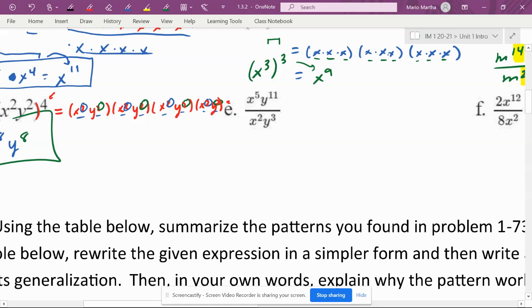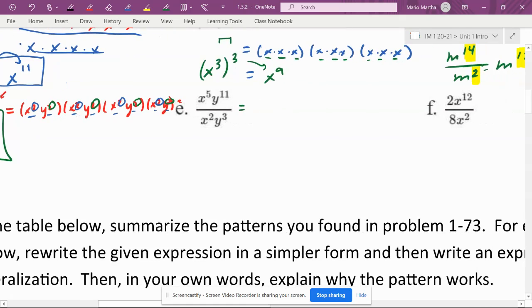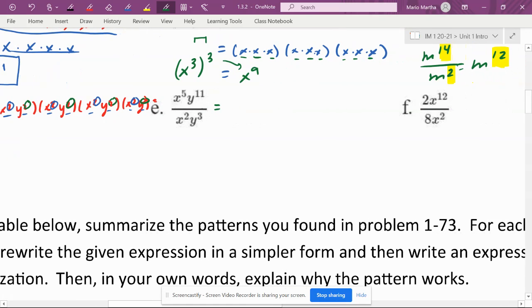Okay. Now on the next one again, hopefully you already picked up on a couple patterns. You have x to the 5th times y to the 11th over x squared times y to the 3rd. So here, pretty much, you're going to have 5 of these on top, and then they're going to divide out with 2 at the bottom, right? So we can say that this is going to be x times x, and then times x to the 3rd. Or just let me rewrite it so we can see the big ones. So x squared times x to the 3rd, and then over x squared.